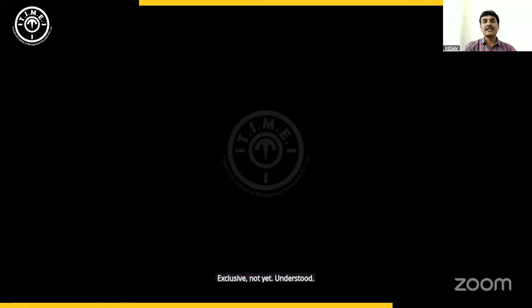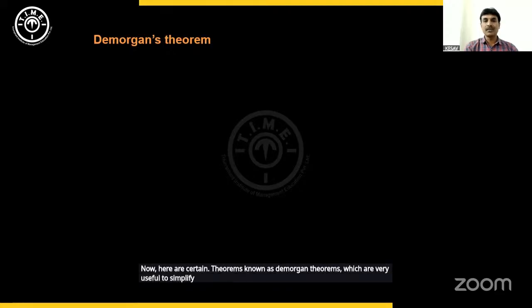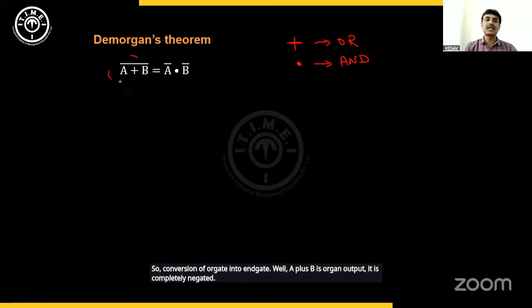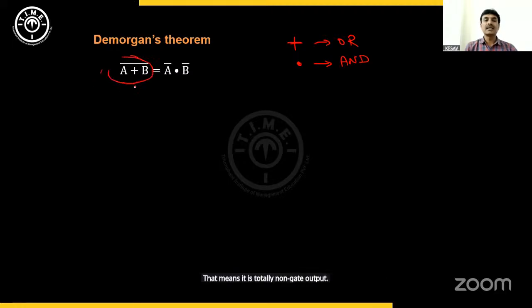Now, here are certain theorems known as De Morgan theorems, which are very useful to simplify complicated networks. The first one is A plus B whole bar is equal to A bar dot B bar. Remember, plus represents the OR gate. Dot represents the AND gate. So this is the conversion of an OR gate into an AND gate. When A plus B, the OR gate output, is completely negated, that means it is totally the NOR gate output. The same output can be obtained by an AND gate with negated inputs, A bar dot B bar.